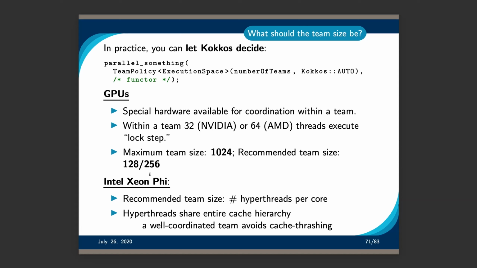On Xeon Phi and architectures with more hyperthreads than 2, it does reasonably often make sense to use a team size which is roughly the hyperthreads per core, because then you don't fight over cache resources and don't split the cache into more little levels. Okay, next slide.